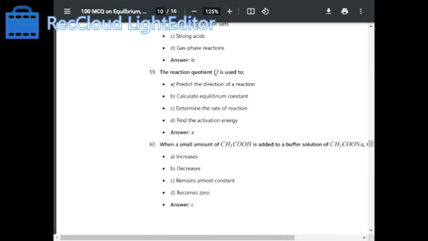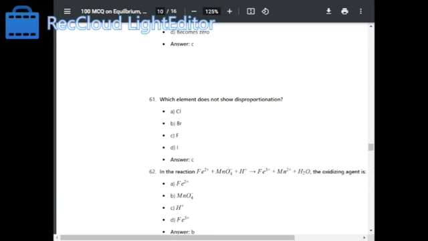Question number 61. Which element does not show disproportionation? Option A, Cl, option B, Br, option C, F, option D, I. The correct answer is C. F will not show disproportionation.